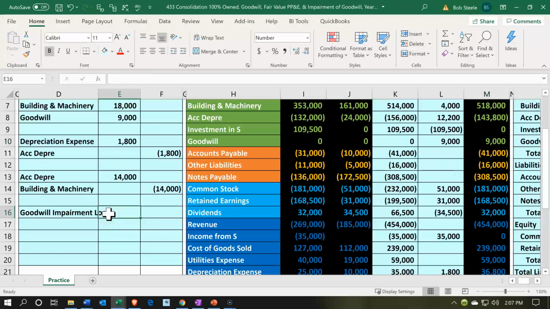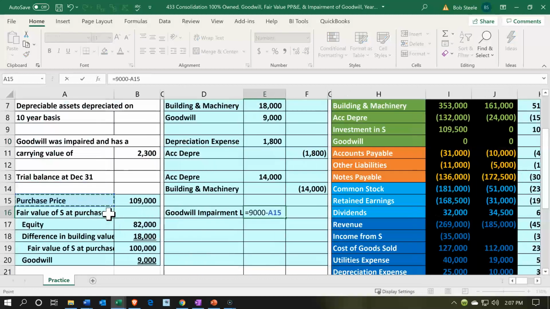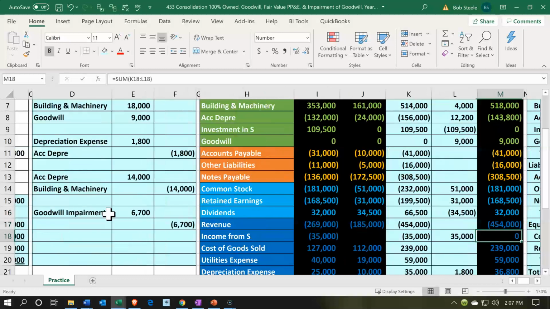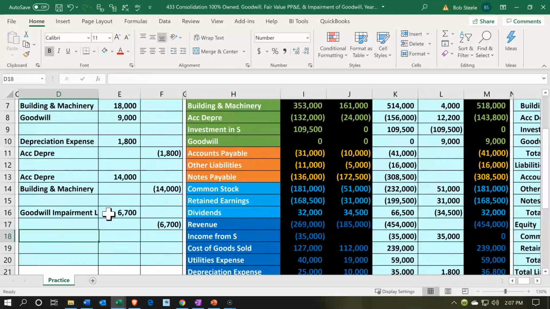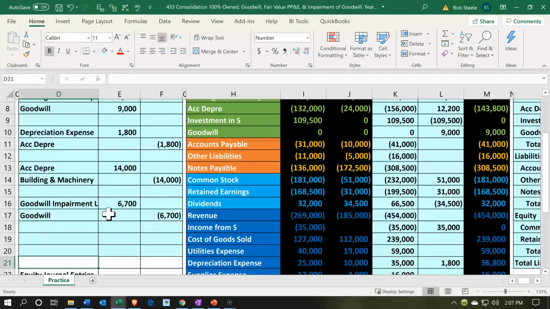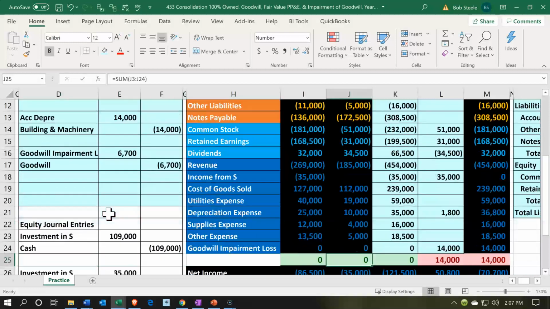So in any case, we're going to say the goodwill is going to be equal to the 9,000 minus what we think it is now, the 2,300. So 6,700. And then the other side should be in goodwill here. So this is the impairment. The top account is the impairment. And then goodwill. So if we record this, then we're going to have kind of like an expense, a loss over here of the goodwill. I've already got it recorded.